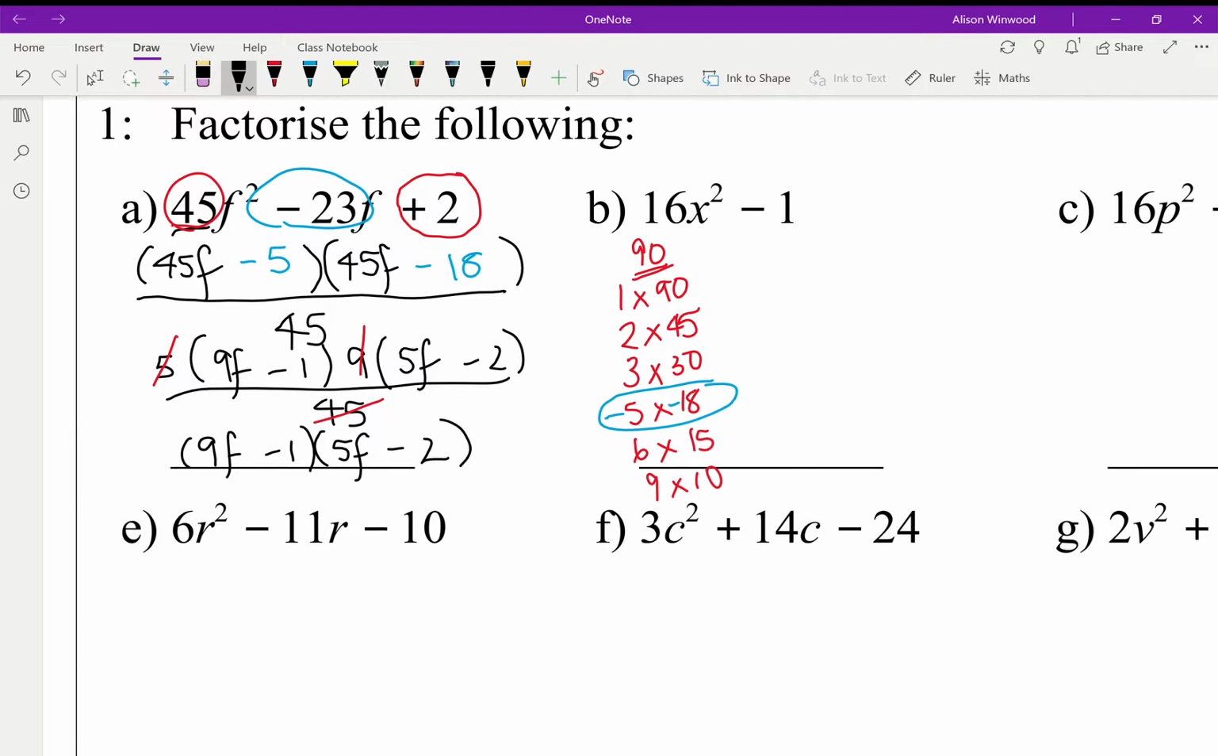And if I check, if I multiply the first two, I get 45f squared, and if I multiply the last two, I get positive 2. If I do the inners and the outers, I get -23. Now you may be able to come up with the 9 and -1, 5 and -2 just by trial and error, but this is a method that works every time.